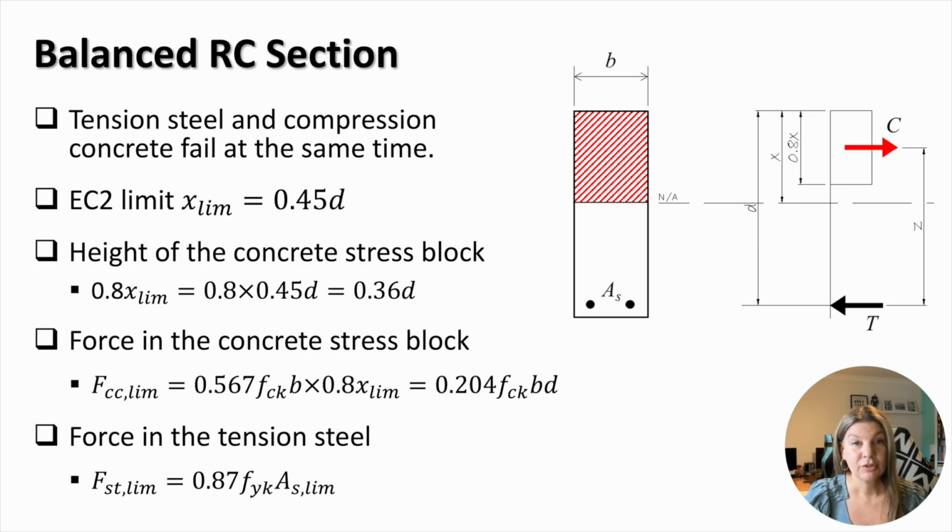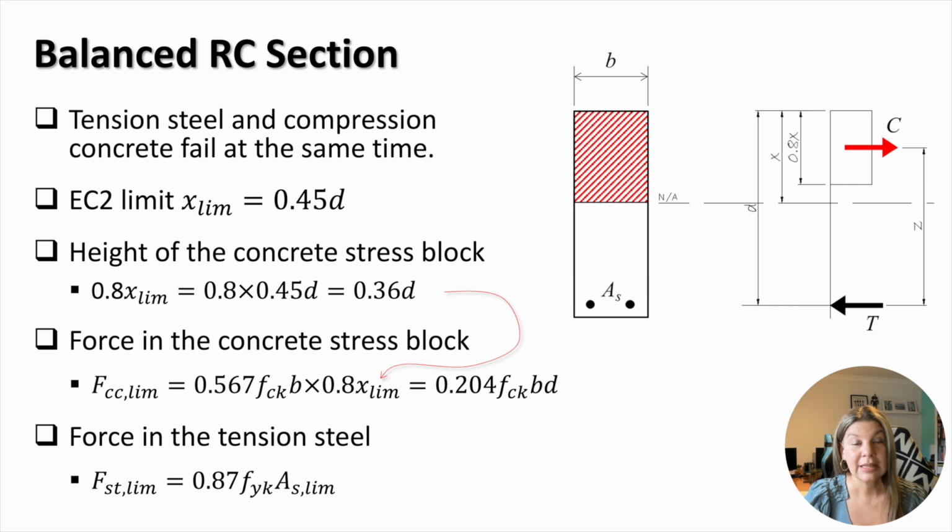If the rectangular stress block method is used for modelling stress distribution of compressed concrete, the actual height of compressed concrete is 0.8 times x. Application of the discussed limit to x leads to the depth of stressed concrete equaling 0.36 d.